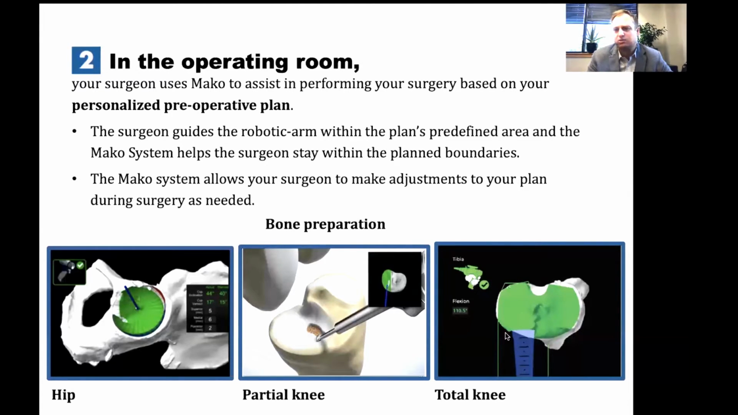Now, this allows me to limit the soft tissue damage on the inside, outside, and back part of the knee. That keeps me out of trouble because you have a lot of blood vessels and things that I don't want to hit with a saw in the back part of your knee.